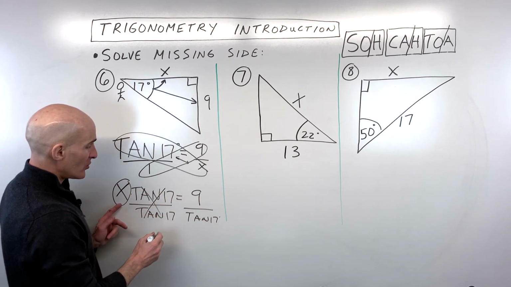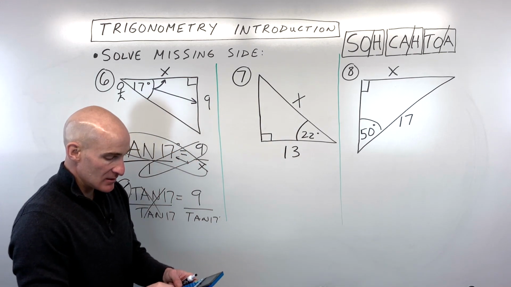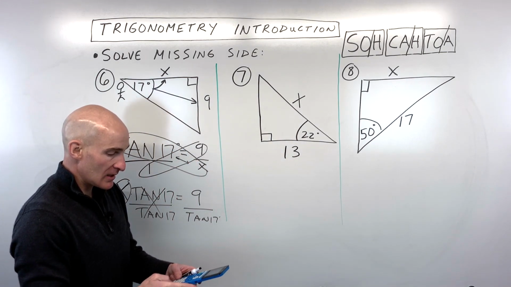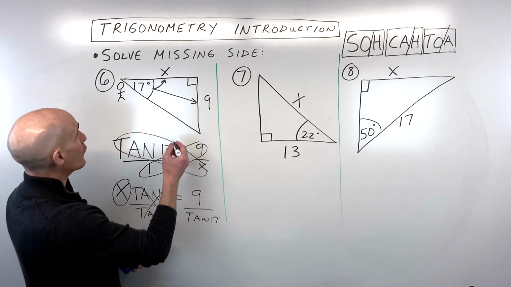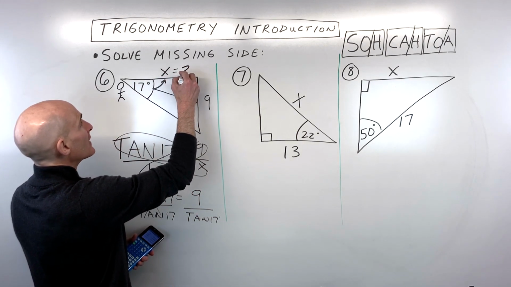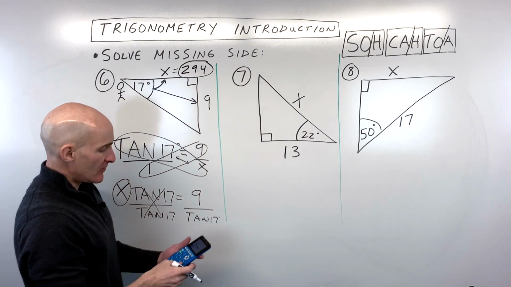And these cancel, so let's see. Let's go to the calculator. 9 divided by the tangent of 17 comes out to, and I'm just rounding a little bit here to the nearest tenth, so let's say 29.4. So this is 29.4. Okay, number 7, let's try this one now.